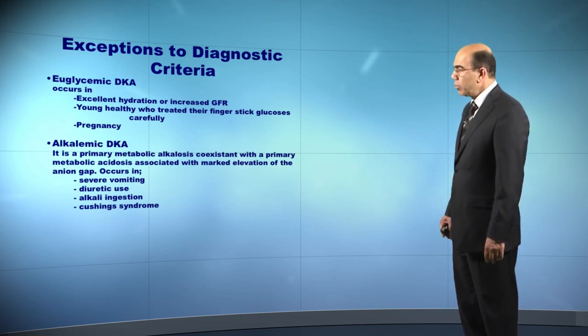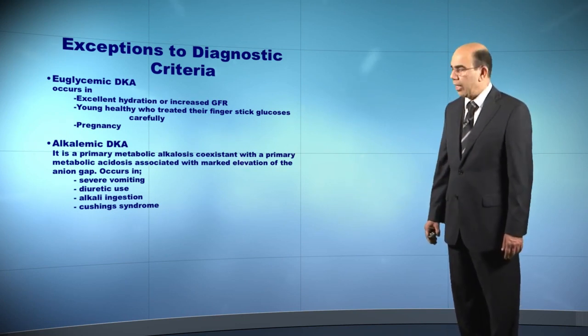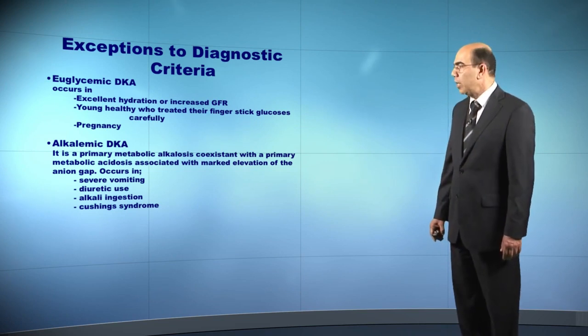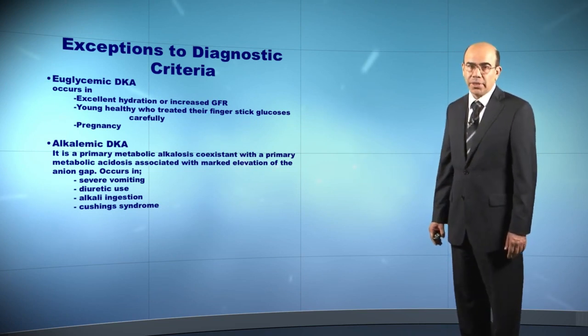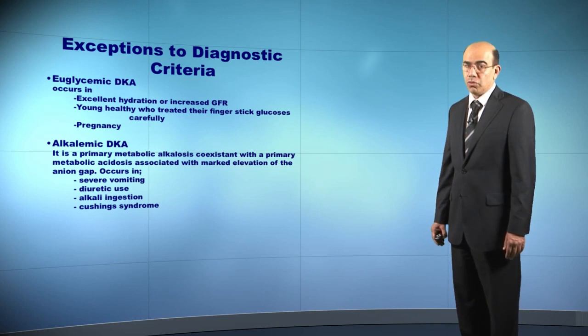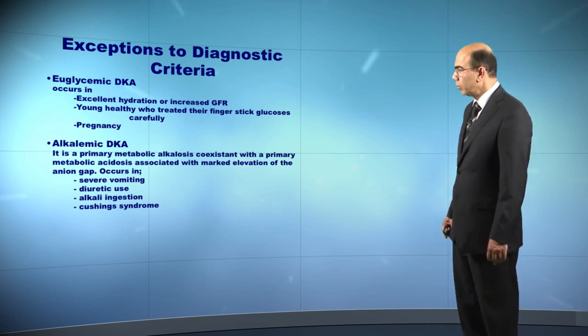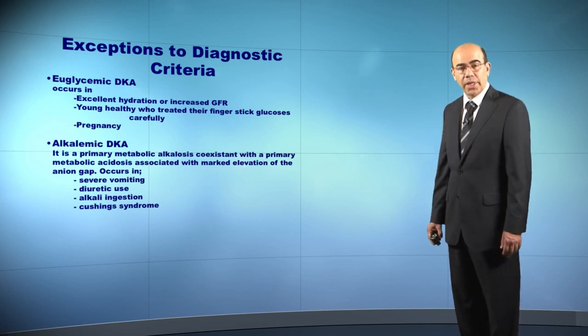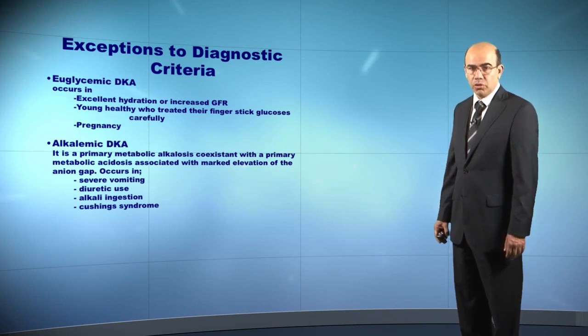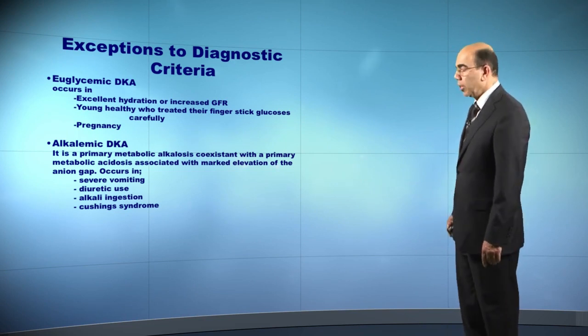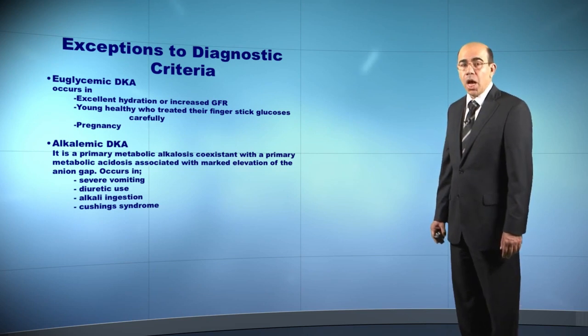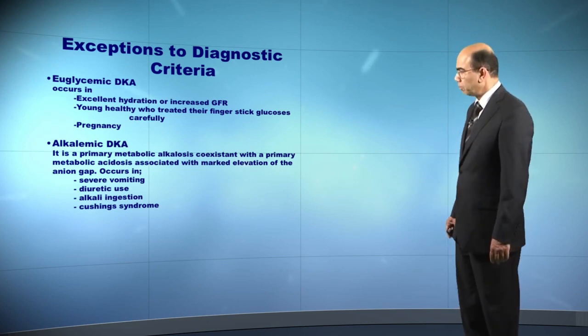So there sometimes occurs a euglycemic DKA. This usually occurs as a result of excellent hydration by the patient. The patient is well educated, drinks plenty of fluid, and takes frequent and extra insulin doses, and so will come to the emergency with a normal blood sugar. However, he will be acidotic.